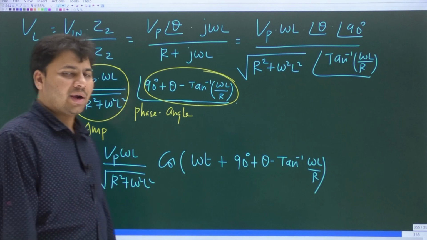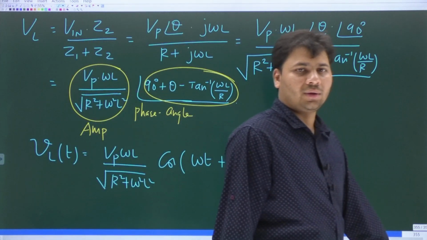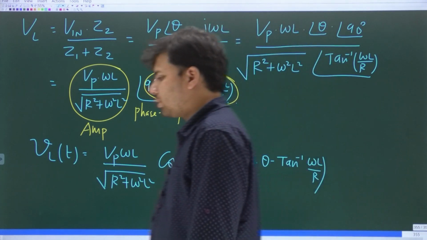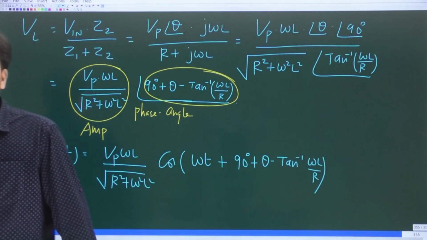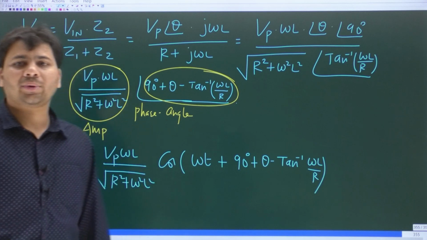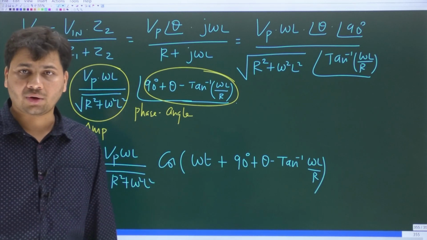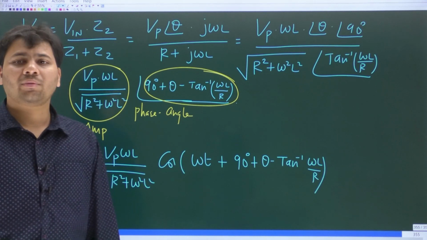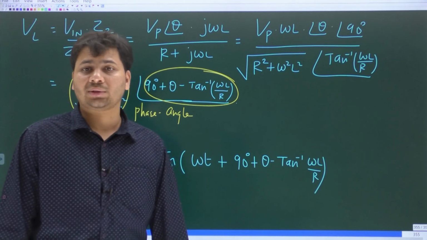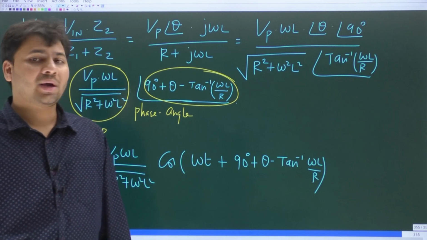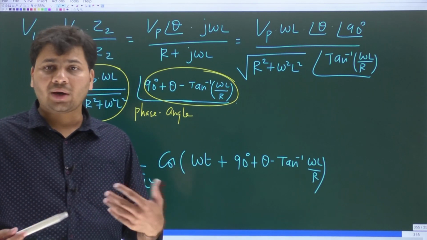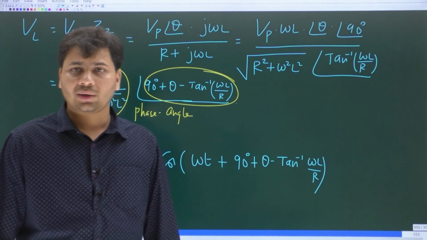See, more than the final expression for the voltage across the inductor as a function of time, you should be clear about the approach. So the given original circuit has been redrawn in the phasor domain. In the frequency or phasor domain, we simply replace every element with its corresponding impedance, and every voltage will become a phasor voltage, and every current would become a phasor current.